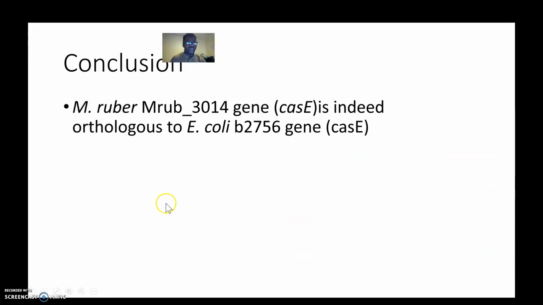So, in conclusion, based on the provided data from all the different databases, we conclude that M. ruber's mROB 3014 is indeed orthologous to E. coli B2756. Both of these are also known as Cas E, and that was it. Thank you.